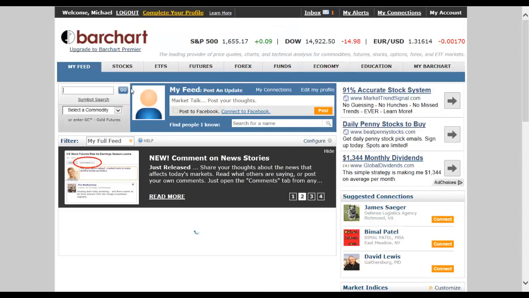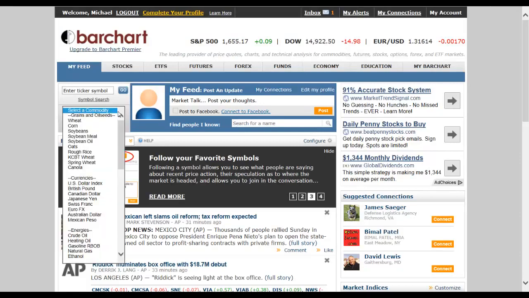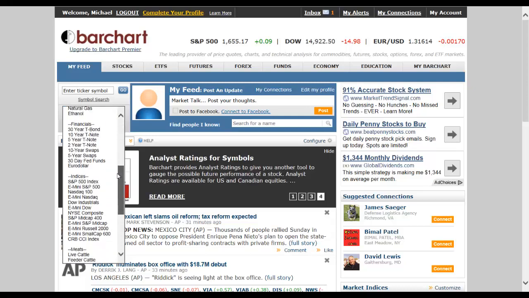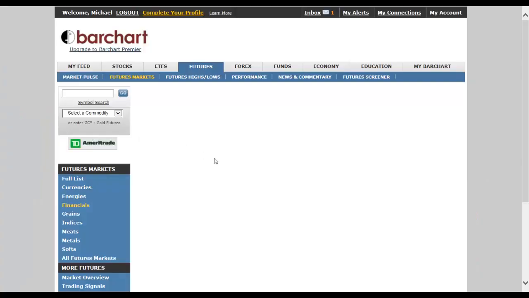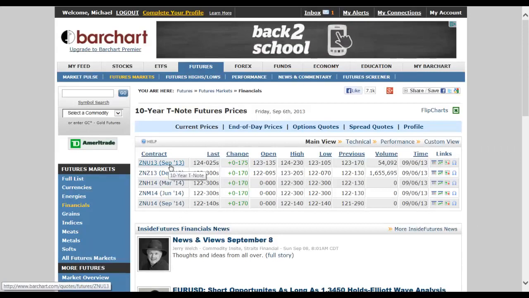Okay, when barchart opens up like this, you're going to look over here and it's going to say select a commodity. Hit that little toggle window down and scroll down to the financial section here, and you'll see 10-year T-note. Click on that and it'll give you a few choices of contract months. Just use the highest month here, okay? In this case it's September.